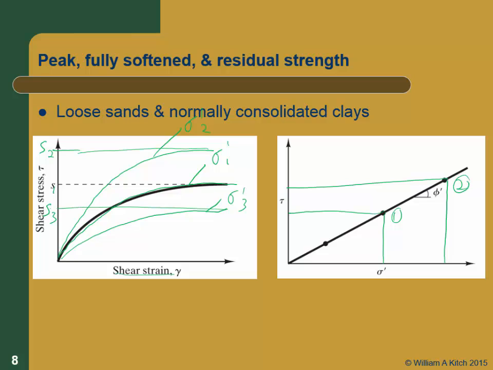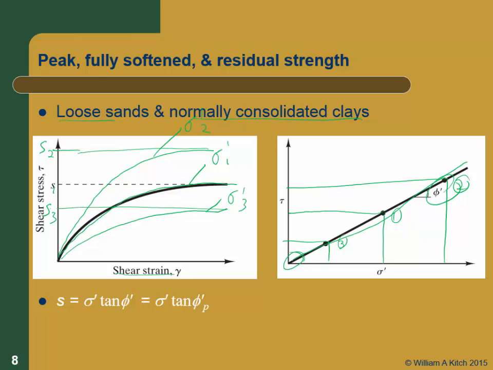This is 0.2, this is 0.3 in my little scenario. And we're going to draw a failure envelope there. We're going to calculate phi prime, and that'll be our strength envelope. For loose sands and for normally consolidated clays, we will see little or no cohesion, so it's appropriate just to fit it through the center of the curve. And we'll have this shear strength.